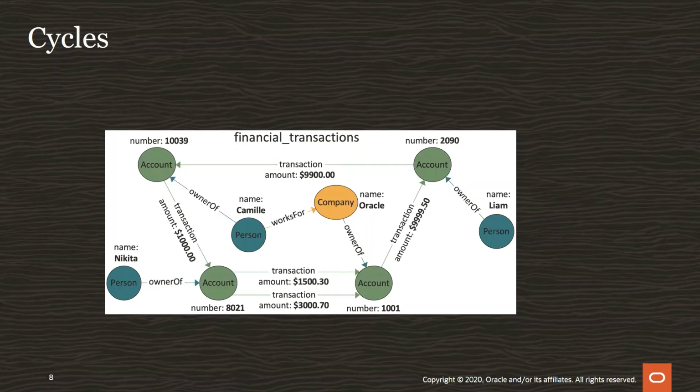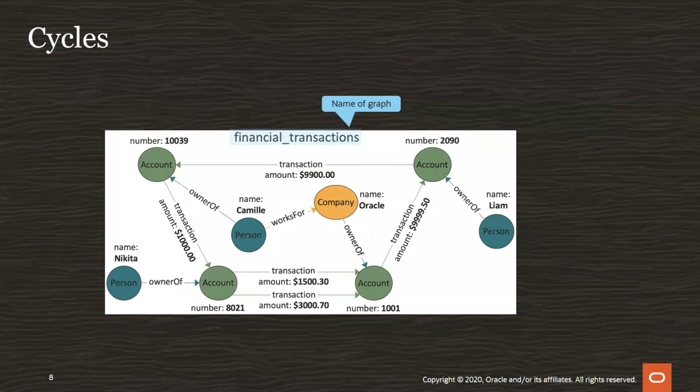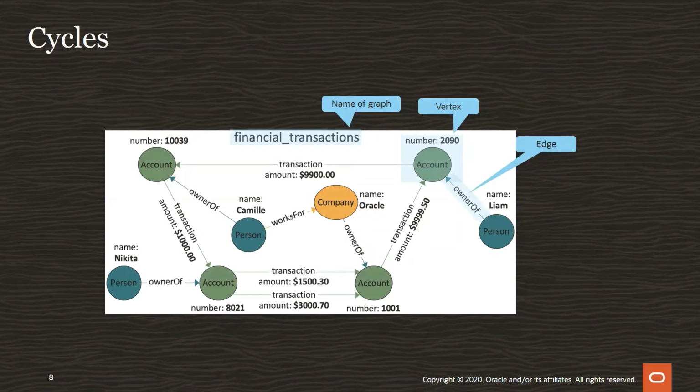How can we get to know more details from a graph perspective, or from an Oracle graph perspective? We have the name of the graph, financial transaction. A graph is basically establishing the relationship between the vertices and the nodes. So in this particular example, the account name is the vertex of the graph. Then Liam, as a person, is the owner of an account. So owner of account becomes the edge of that particular graph.